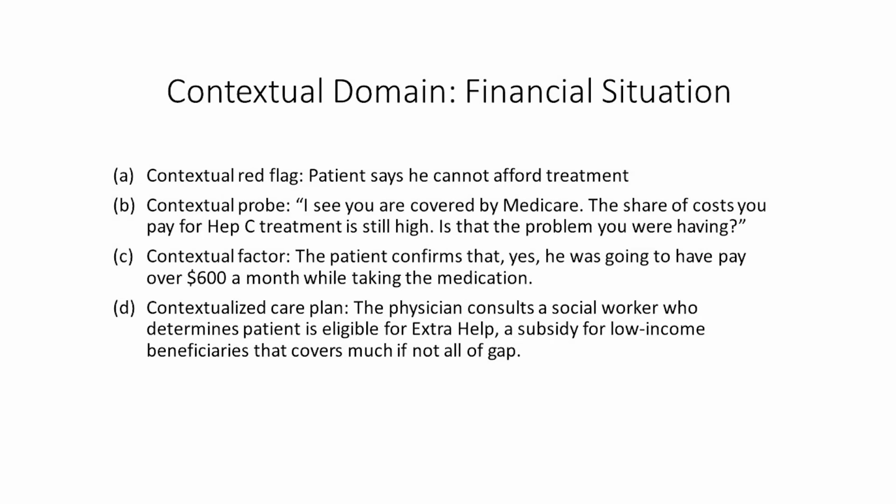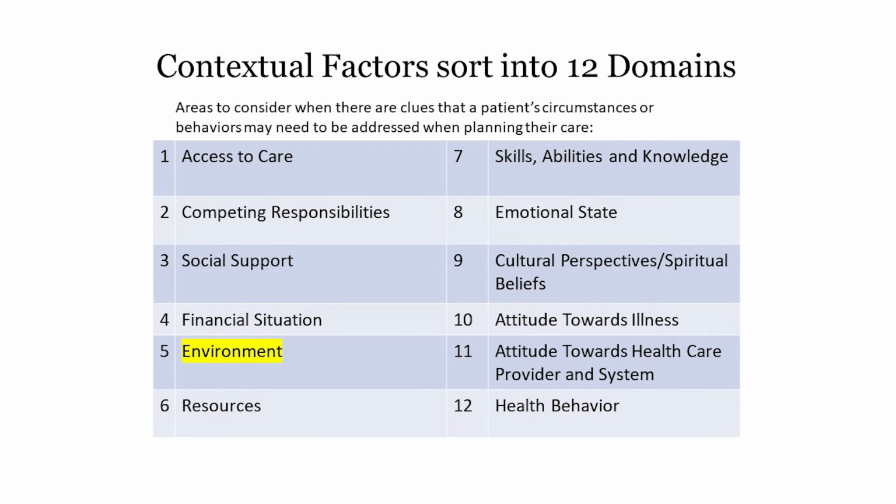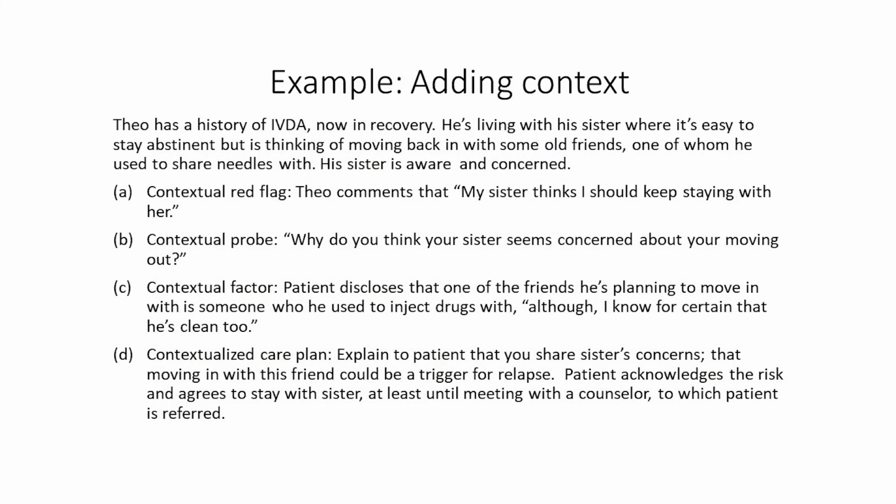Okay, another relevant domain you could draw on, in addition to or instead of access, is the environment in which a patient lives. For instance, there's a lot of evidence that living with other people who inject drugs can trigger a relapse. So you could construct a narrative in which Theo has a history of IV drug abuse and is now in recovery. He's living with his sister where it's easy to stay abstinent, but is thinking of moving back in with some old friends, one of whom he used to share needles with. His sister is aware and concerned.